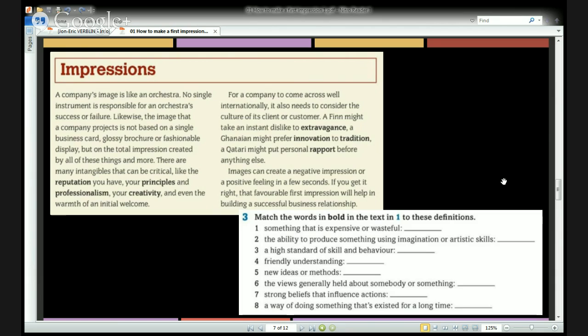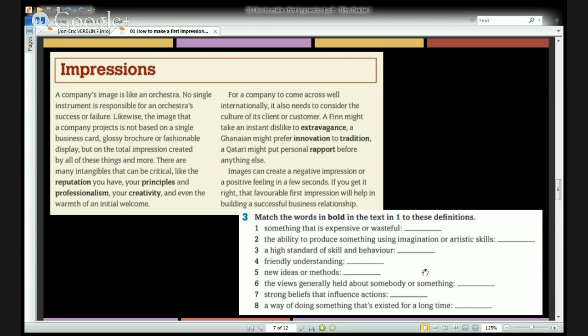So reputation, principles, professionalism, creativity, extravagance, innovation, tradition, rapport. So wasteful is not one of our key words. Wasteful means to throw something out when you shouldn't throw it out. Okay? But that's number one. We already did number one. We're on number two. The ability to produce something using imagination or artistic skills. Number 2. Creativity. Exactly. Creativity. Repeat. Creativity. Number 3, a high standard of skill or behavior.